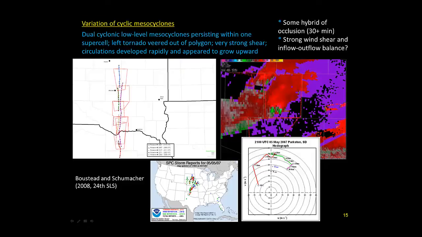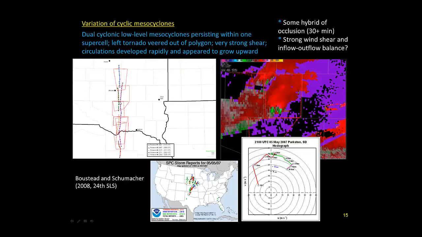And I don't know if it was a continuation, the previous circulation weakened and then re-strengthened or what. But what's interesting is you have two low-level mesos side by side persisting for fairly long, and then the one to the right actually weakens and the one to the left continues. So not a classic case.